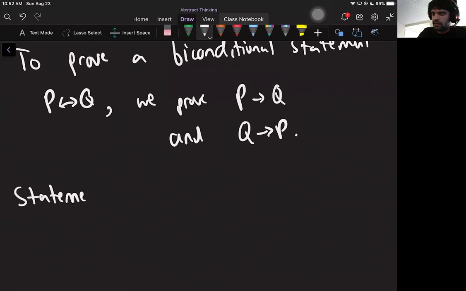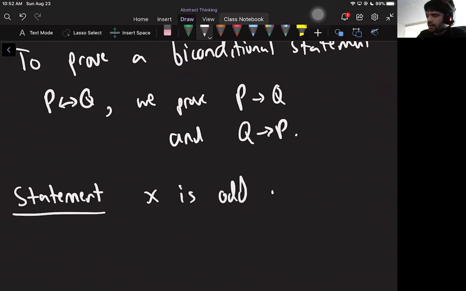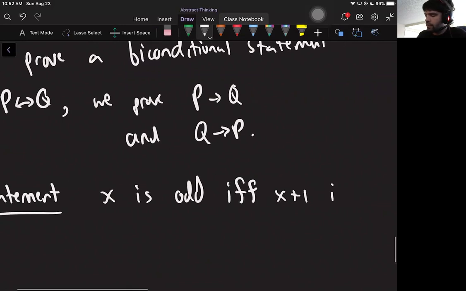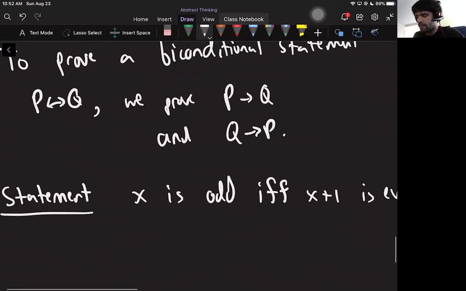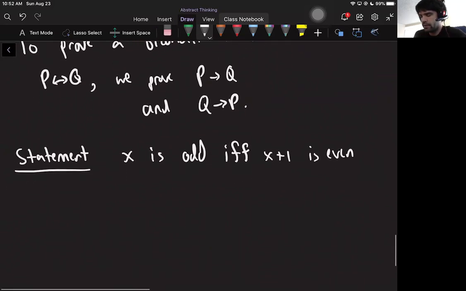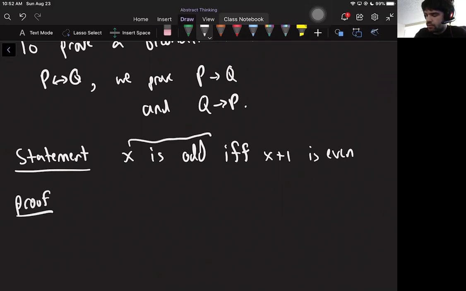Okay, so here's a good statement to practice with. X is odd is exactly the same as saying that X plus 1 is even. These are the same fact, said differently. And so to prove this, we have to do what I just said. We have to show P implies Q and Q implies P.